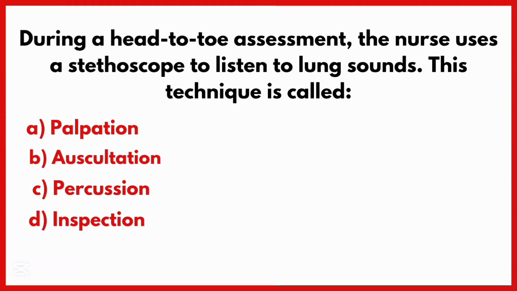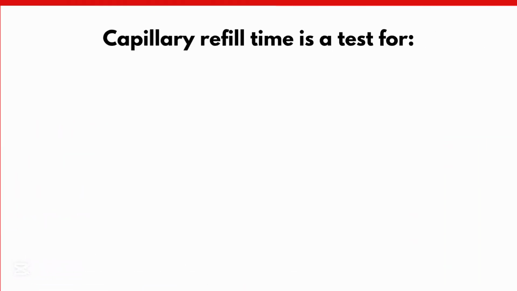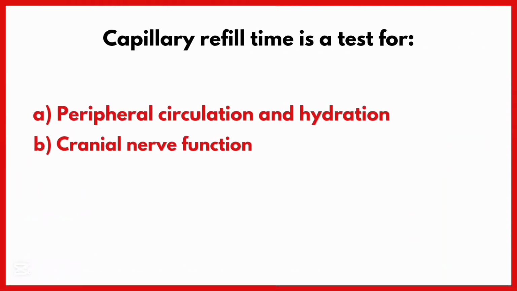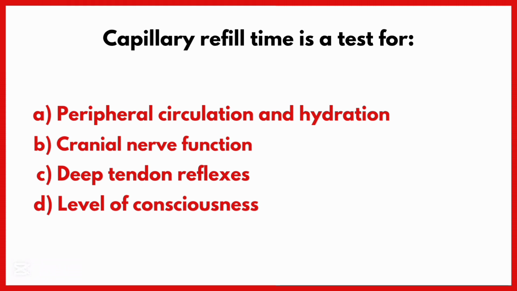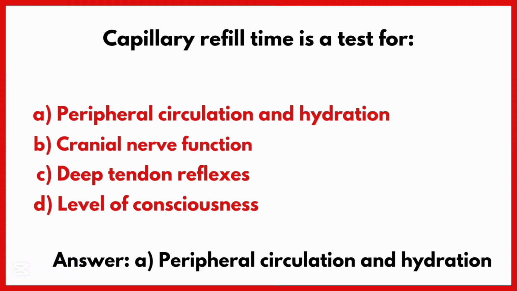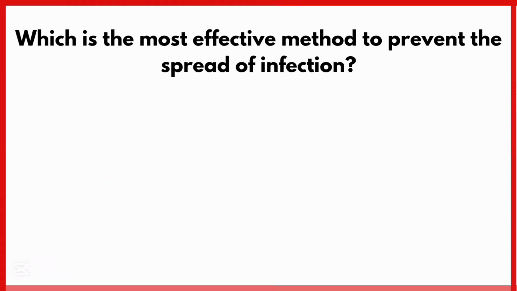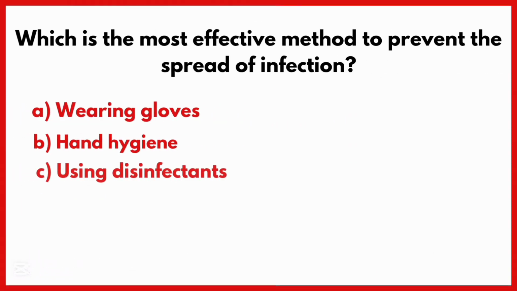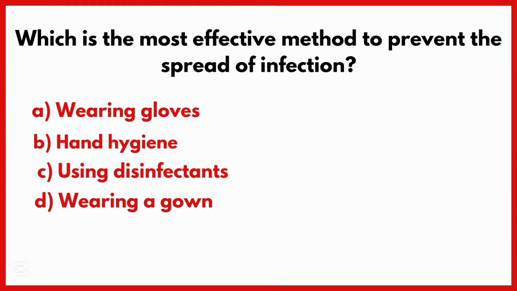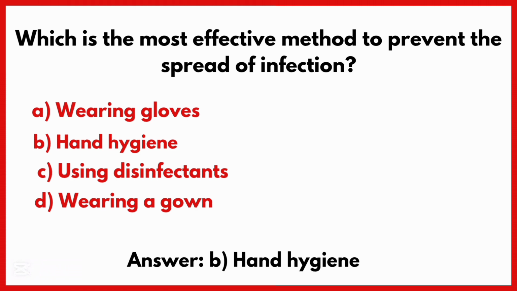Correct answer is option B. Auscultation. Capillary refill time is a test for. Correct answer is option A. Peripheral circulation and hydration. Which is the most effective method to prevent the spread of infection? Correct answer is option B. Hand hygiene.